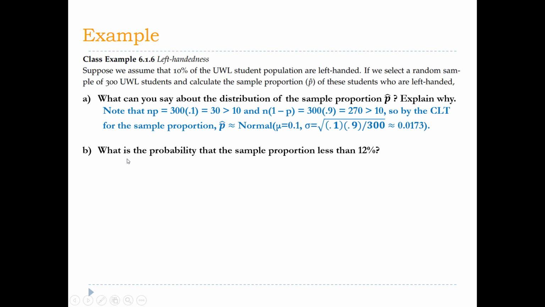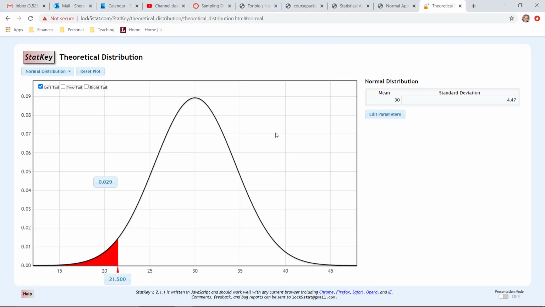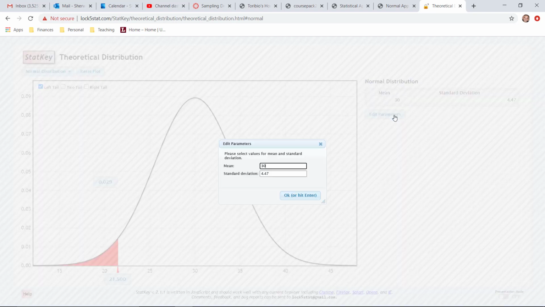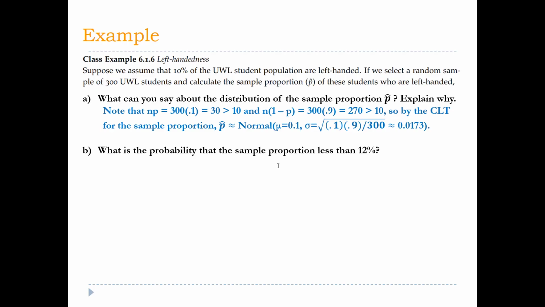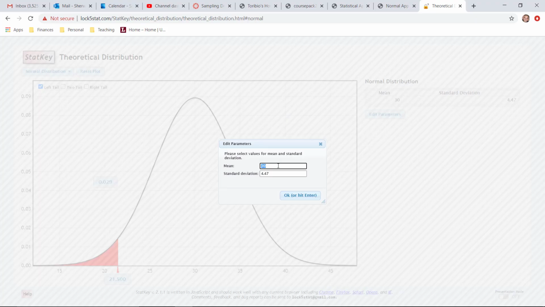And so with this, we can now find the probability that the sample proportion will be less than 12%. So in this case, because p hat is normal, we can just go to our StatKey and change the parameter values. So what's our mean? Our mean is 0.1, standard deviation is 0.0173. So 0.1, and 0.0173, I believe. Yep, okay.